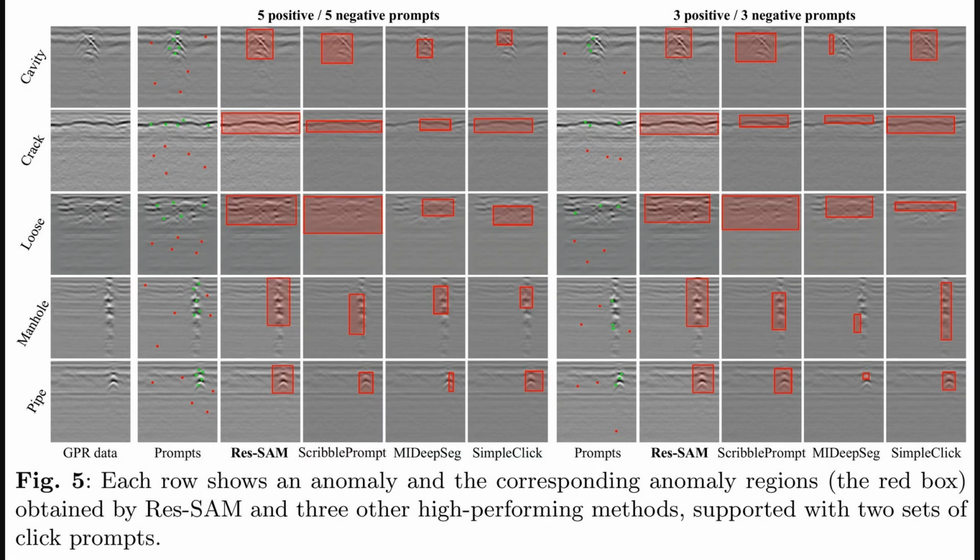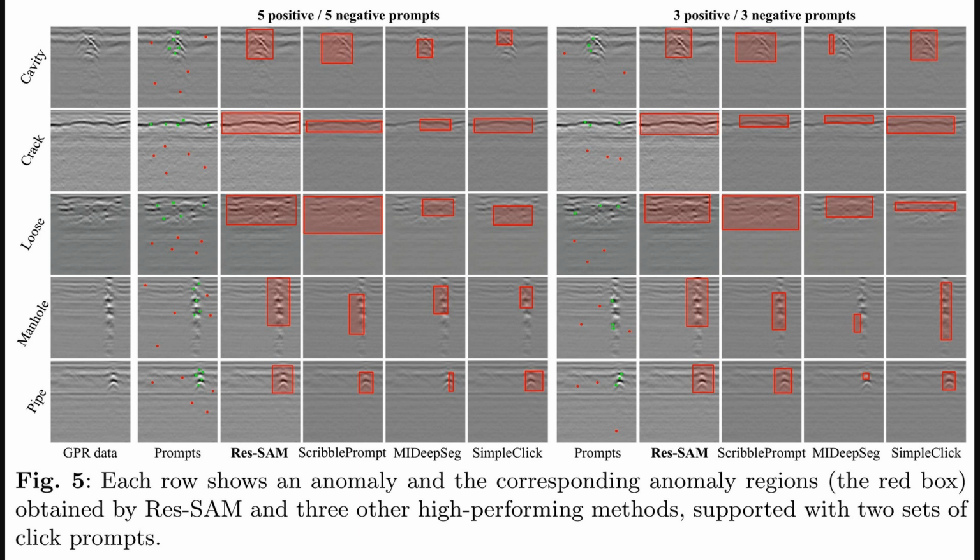So, building on that robustness we saw in the charts, this now gives us a side-by-side visual comparison. Each row here corresponds to a different type of anomaly, such as a cavity, a crack, loose material, a manhole, or a pipe. And for each of these anomaly types, we see results under 2 different click prompt conditions, one set using 5 positive and 5 negative clicks, and another using 3 positive and 3 negative clicks.